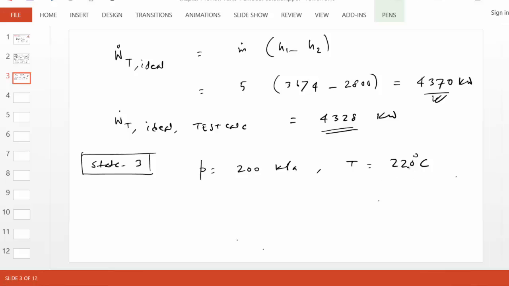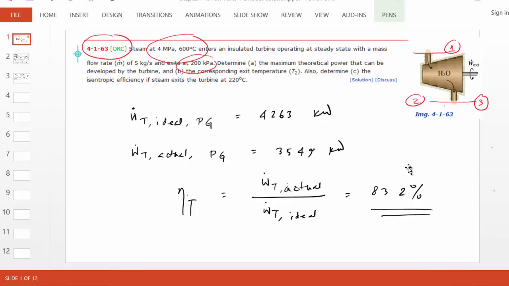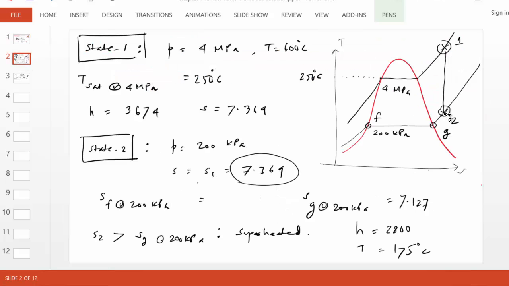If you go back to our TS diagram, state 2 has a temperature of 175 at the same pressure, and now we have a temperature which is even higher, 220 degrees, so obviously state 3 will be up there. We also know in an actual turbine, entropy is generated by friction, so we expect entropy to be higher at 3. So for both reasons, in an actual turbine, state 3 will be to the right of state 2 on the same pressure line. So this is obviously superheated vapor because state 2 is already superheated vapor.